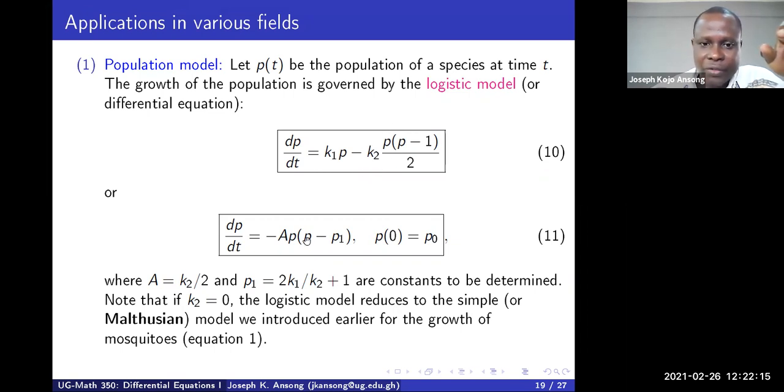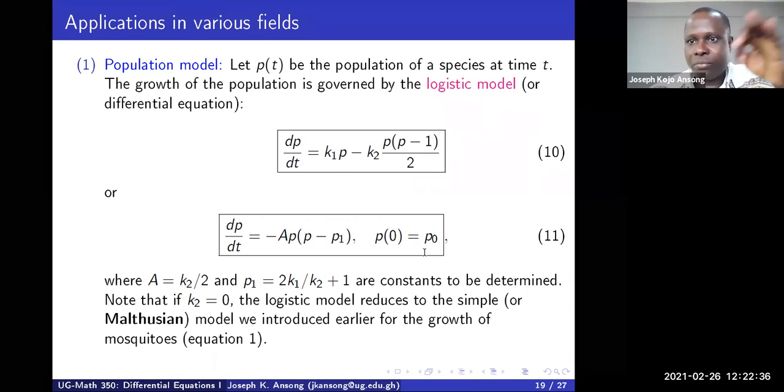You can rewrite this into this form, where A is another constant given by this. P1 is also a constant. And then this is our initial condition, all right? By the way, if you have a differential equation and then an initial condition is specified, it is called an initial value problem, IVP, okay?